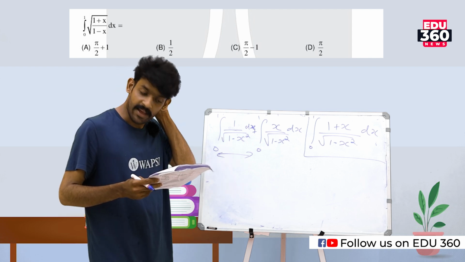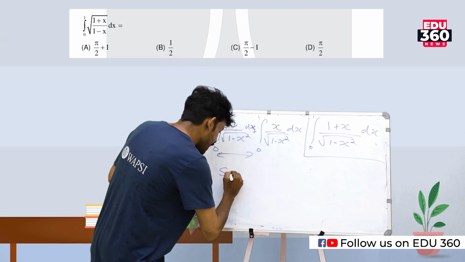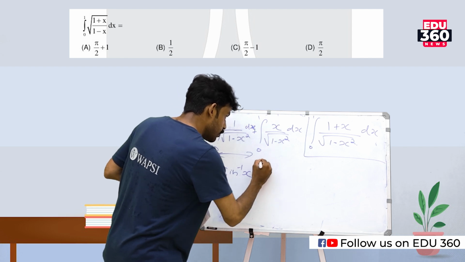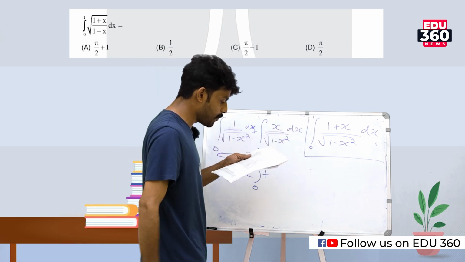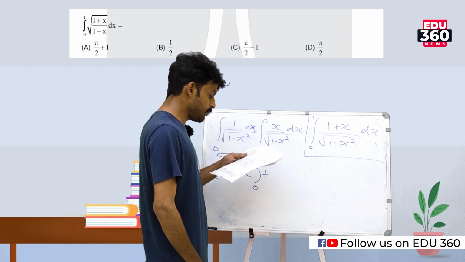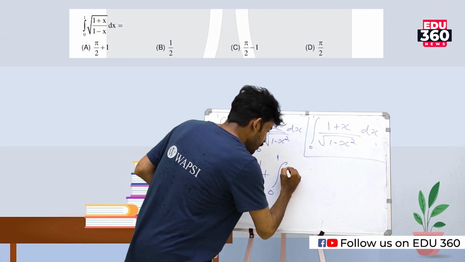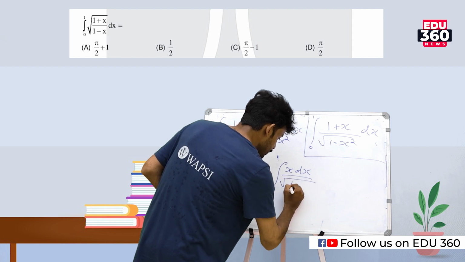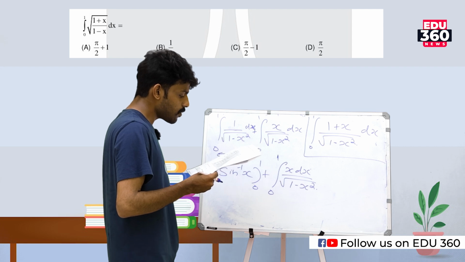So for this one, dx divided by root of 1 minus x square, that means sine inverse x. So we can write sine inverse x, and the limit is 0 to 1. Plus here x dx divided by root of 1 minus x square, the same 0 to 1 upper limit, x dx divided by root of 1 minus x square.